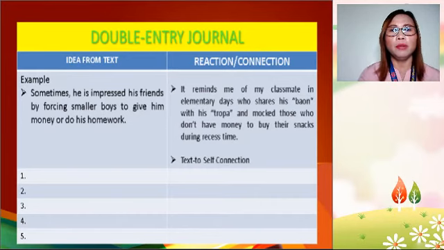As you can see in the double entry journal, for idea from text, you can see the example there. Example: sometimes he impresses his friends by forcing smaller boys to give him money or do his homework. The reaction or connection: it reminds me of my classmate in elementary days who shares his baon with his tropa and mocks those who don't have money to buy their snacks during recess time. And that is a text-to-self connection. So, you are going to answer items 1 to 5.